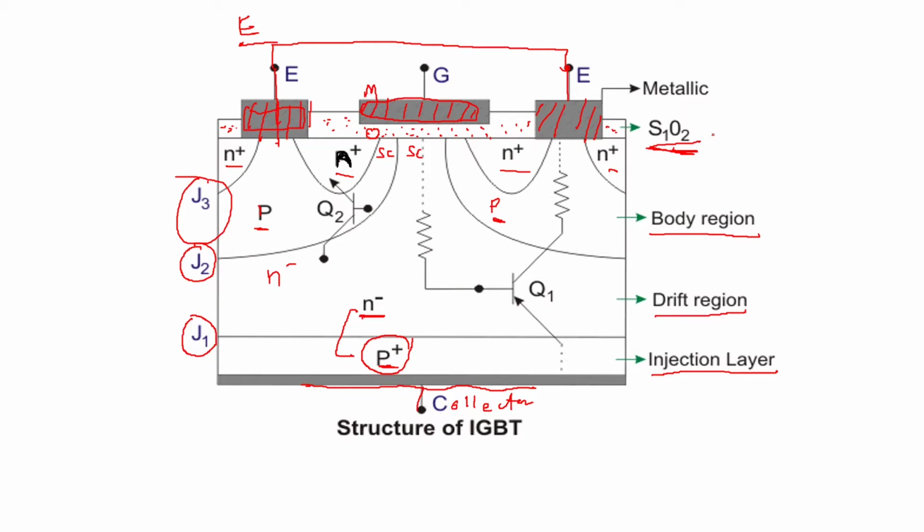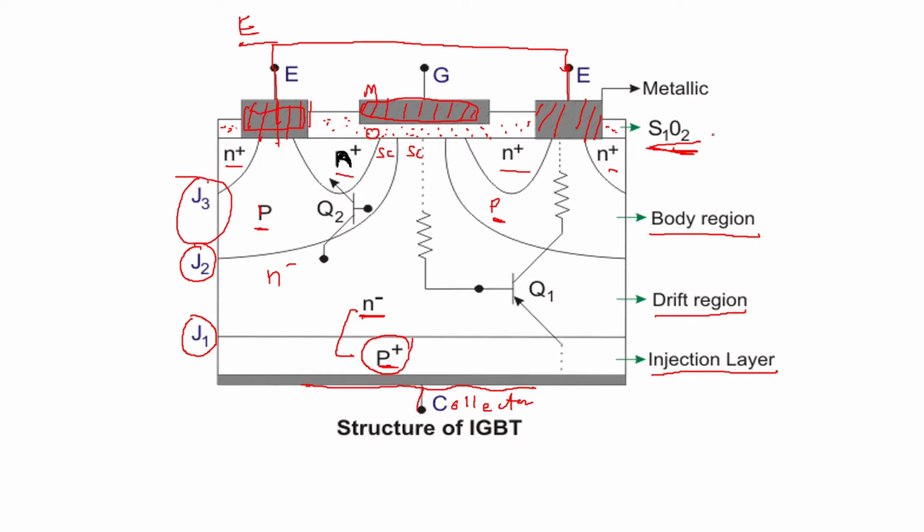Now this is the structure of your IGBT, where it has three terminals. One is called the gate, which is the insulated gate. Then you have two parts of emitter, which are commonly connected and called the emitter. And then at the bottom you have the collector region. So this is the structure of your IGBT.